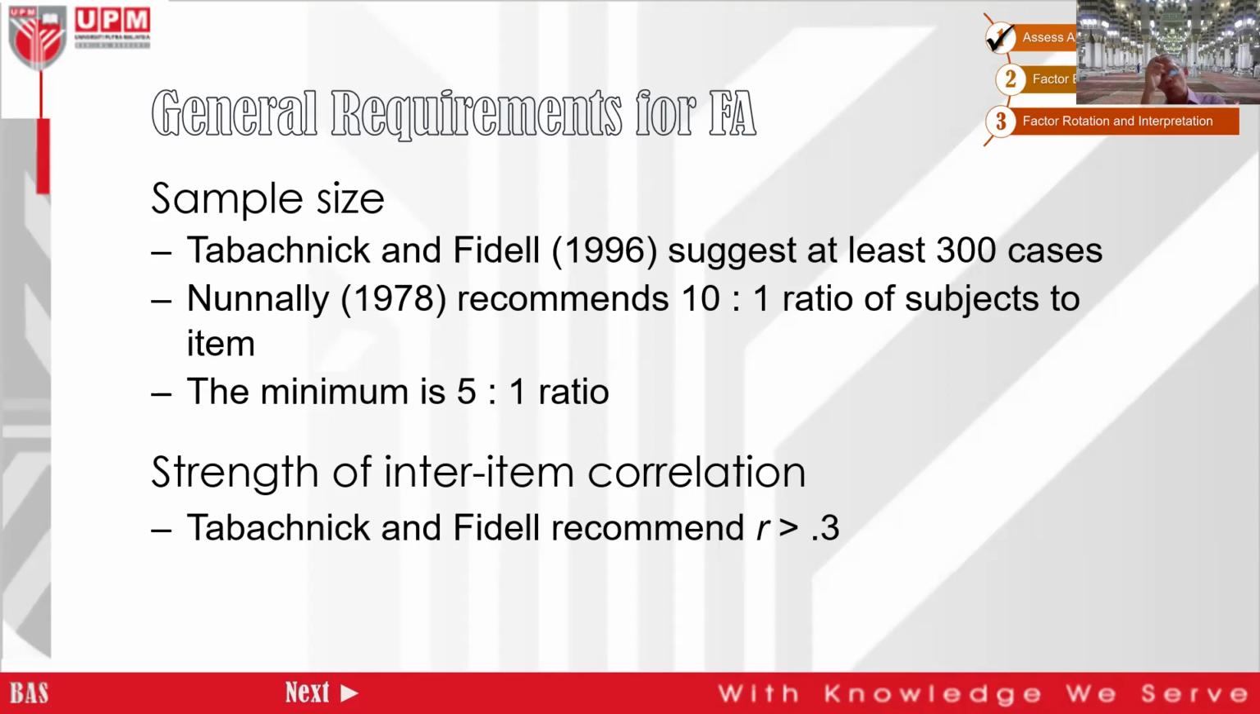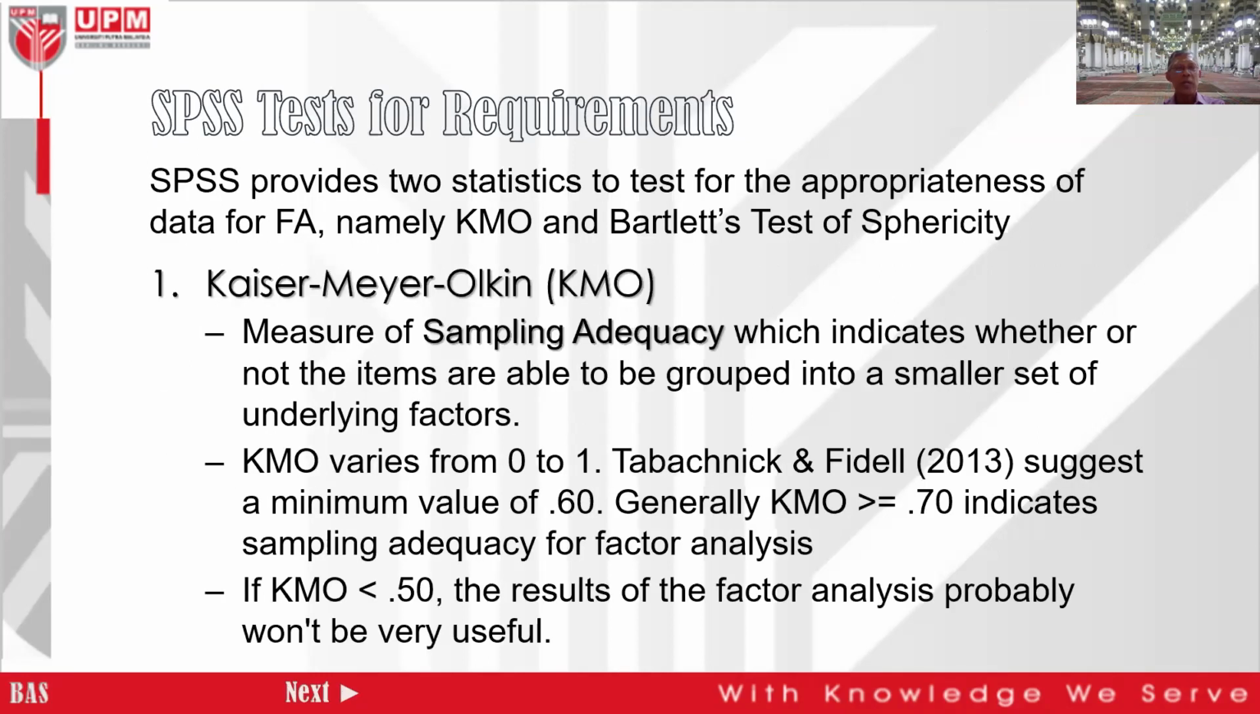But of course, when we run our SPSS and get the result, we should be able to get the result for the test on the adequacy of sampling, whether we have adequate sample size to run this EFA. And then the strength of inter-item correlation, as mentioned earlier, is to be more than 0.3. 0.3 or more will be the minimum to be accepted.